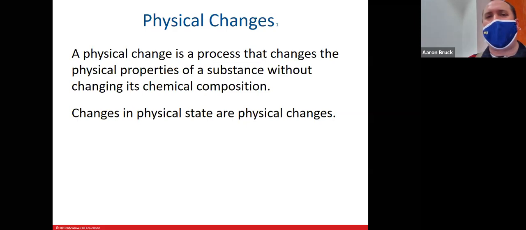Physical changes are of this kind. They can be observed. We can see changes in physical properties, but we see no change in their chemistry. We see no change in their composition.